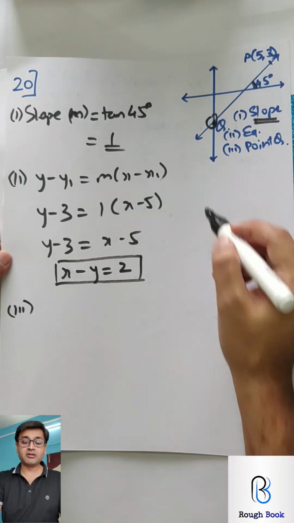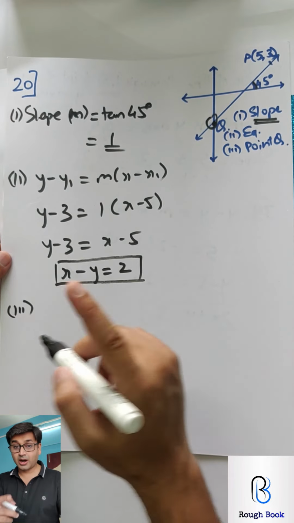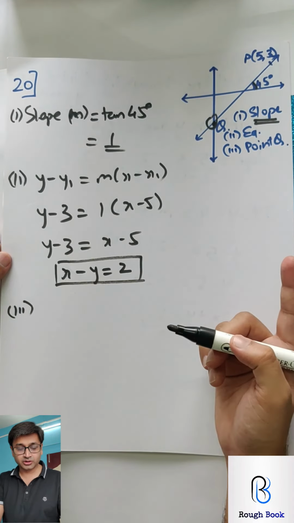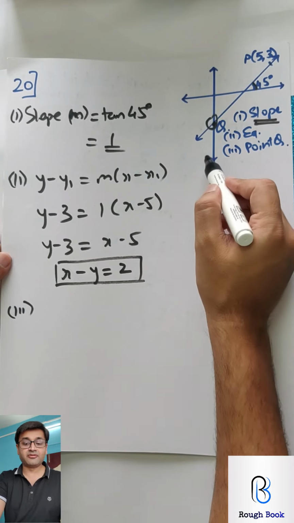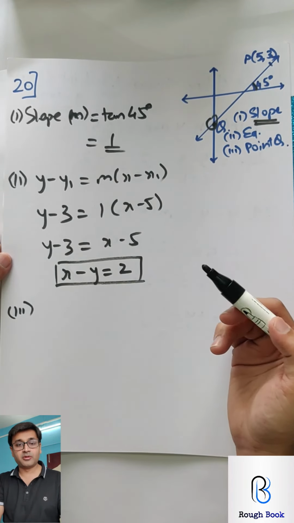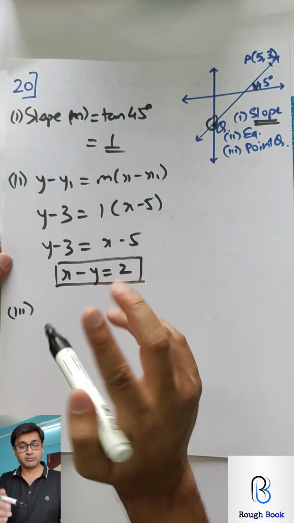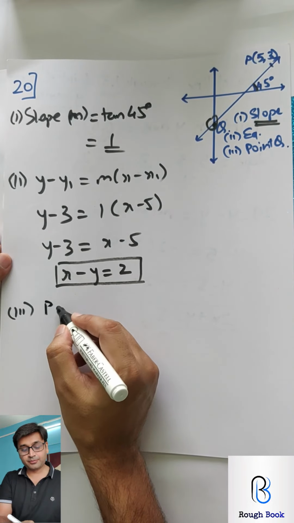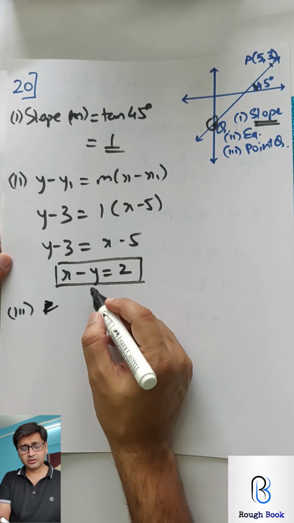Now Q is lying on the y-axis. That means it is the y-intercept. That way also you can find it, or you can say that since it's lying on the y-axis, it is 0 comma y. Whichever method you want, you can apply. Both methods are possible. I'll use the y is equal to mx method.